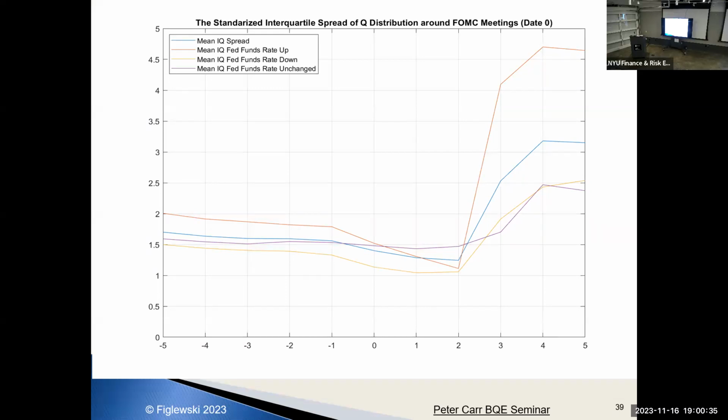If the rate goes down, I think the expectation is the Fed is doing something to help the economy, and so things aren't quite so bad, but you still get a lot more volatility. And the purple is when they didn't do anything at all.